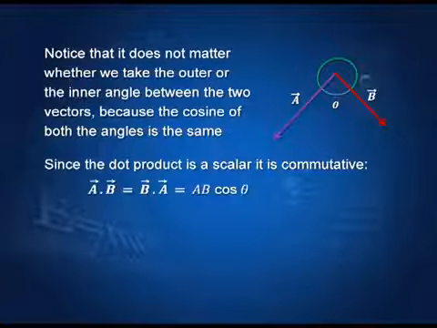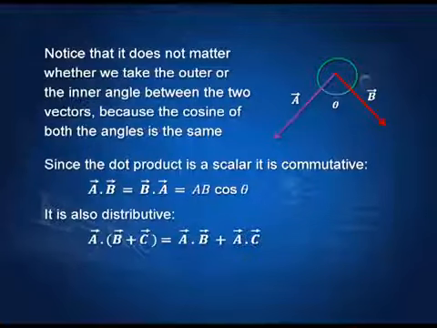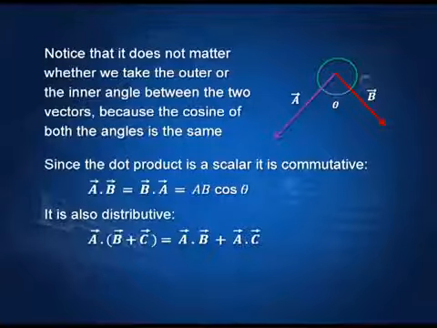That means vector A dot vector B is equal to vector B dot vector A, and both are equal to A B cos theta. So, the order does not matter. You can have A dot B or B dot A. The product is always the same, A B cos theta, and it is also distributive. Again, the order does not matter. A dot (B plus C) is A dot B plus A dot C. So, it is distributive, that is, vector A dot (vector B plus C) is vector A dot vector B plus vector A dot vector C.